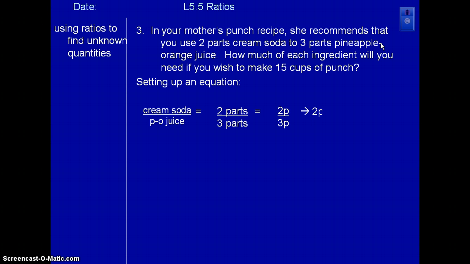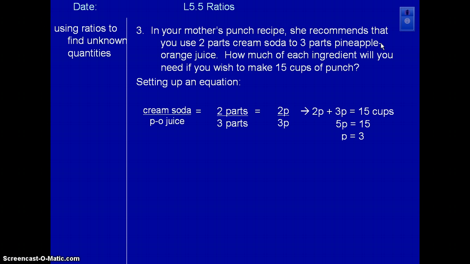So 2p over 3p, which would indicate that we would add the parts, the 2p plus the 3p, to get our total desired punch, 15 cups. So if our 2p for the parts of cream soda and our 3p, the parts of pineapple juice, equals 15 cups, we can solve this particular equation. 5p equals 15 then. Dividing by 5 tells us that p equals 3.